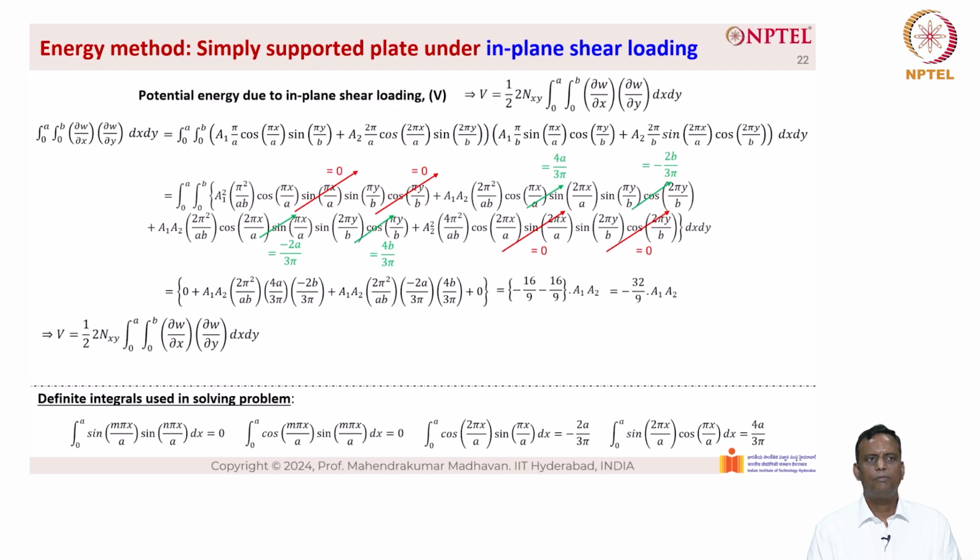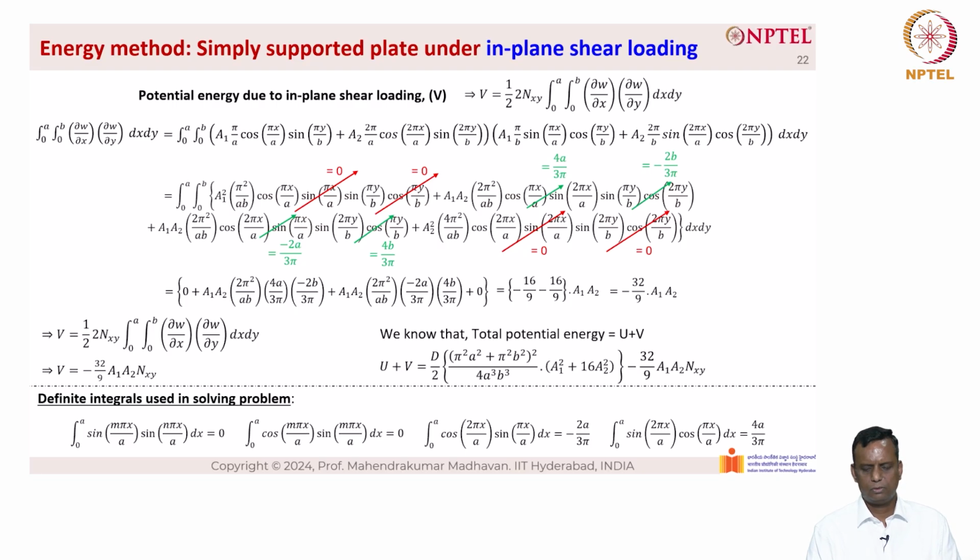So, we have V equal to 1 half into 2 Nxy into the integral 0 to a, 0 to b, of dou w by dou x into dou w by dou y into dx into dy. So, we have V equal to minus 32 by 9 into a1 into a2 into Nxy. We know that the total potential energy is given as U plus V. So, we have U plus V equal to D by 2 into pi square a square plus pi square b square, the whole square, divided by 4a cube b cube, into a1 square plus 16a2 square, minus 32 by 9 into a1 into a2 into Nxy.